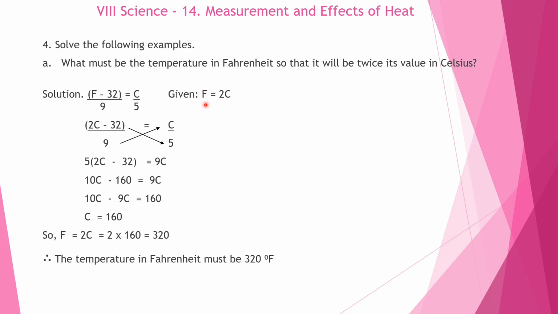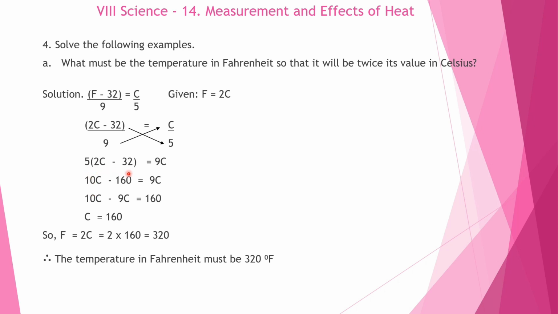So F will be equal to 2C. So in place of F here, we will write 2C. (2C minus 32) upon 9 is equal to C upon 5. Only in place of F we have written 2C, children, and now we will cross multiply. 5 bracket (2C minus 32) is equal to 9C. 9 into C is 9C. 5 2s are 10. 10C.